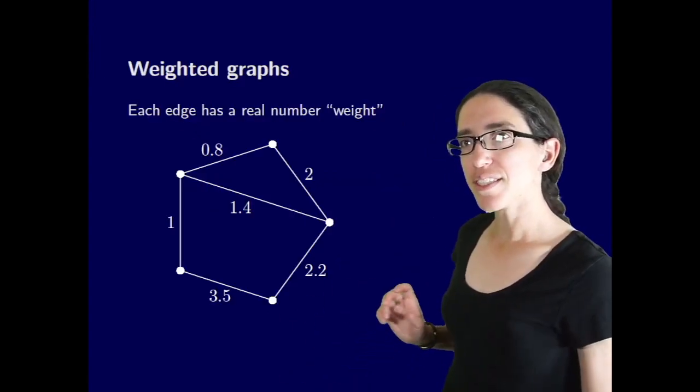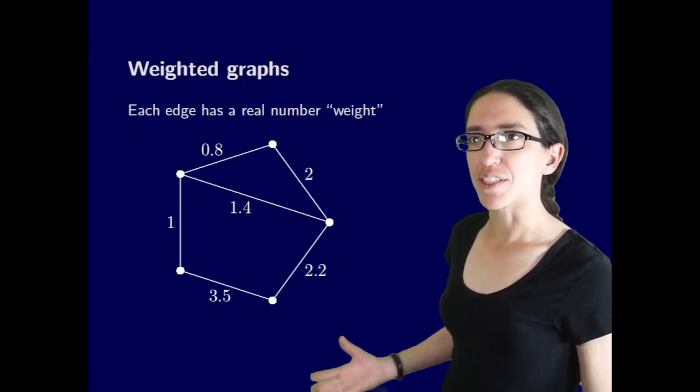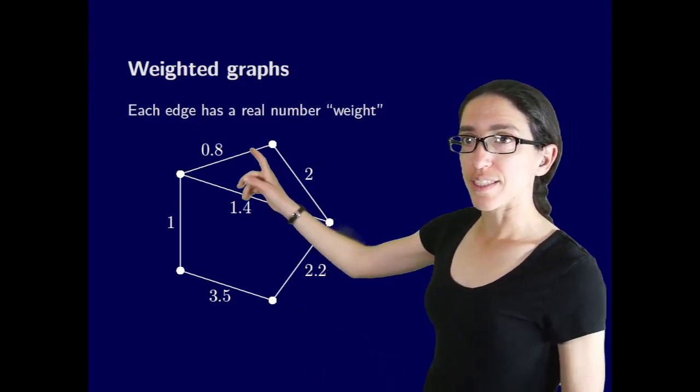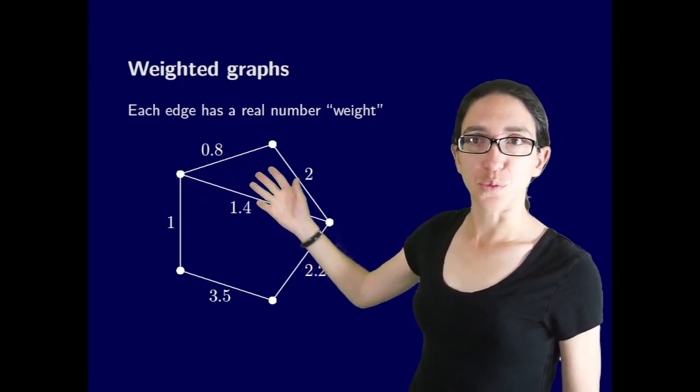To set up, let's consider weighted graphs. A weighted graph is a graph in which each edge also is assigned a real number weight. So for instance, this edge is labeled 0.8, that's the weight of that edge.